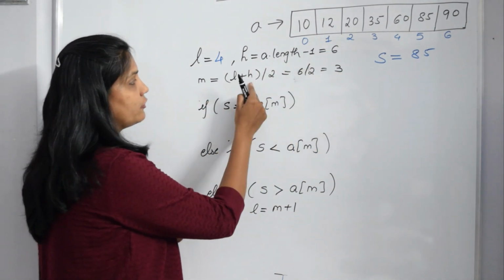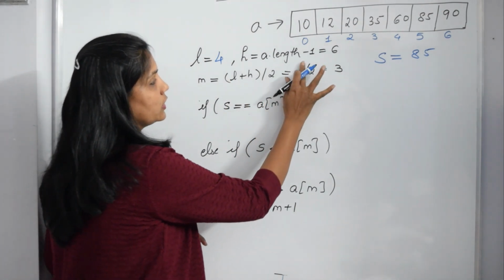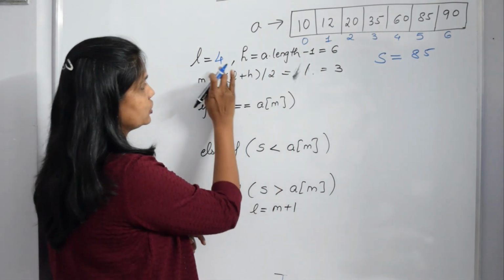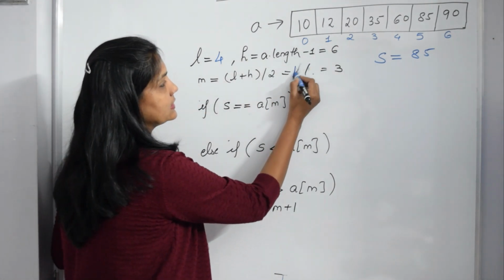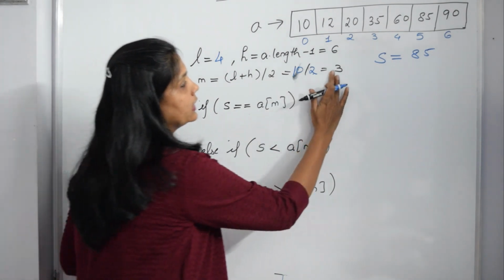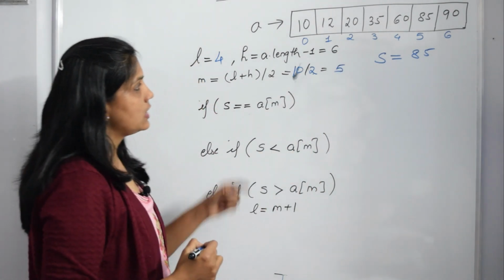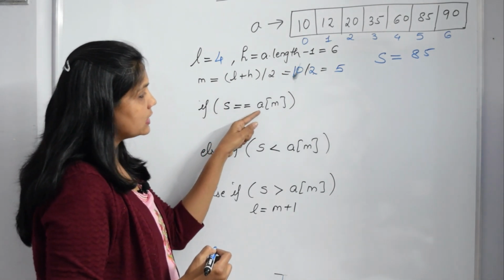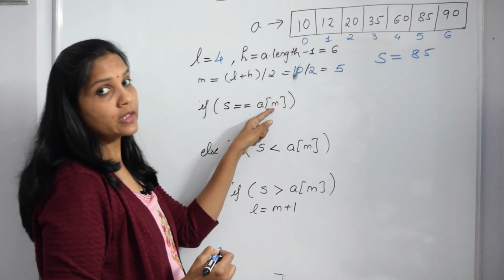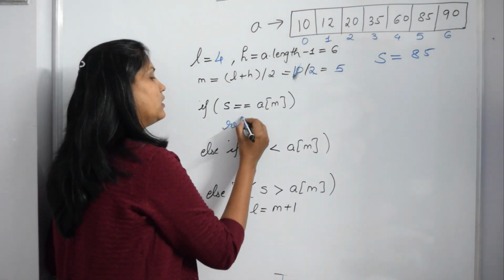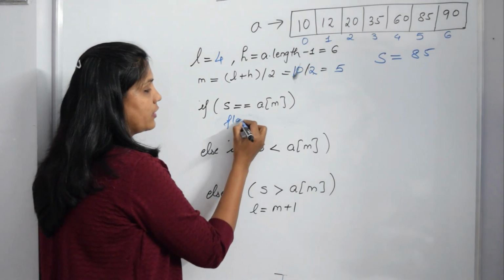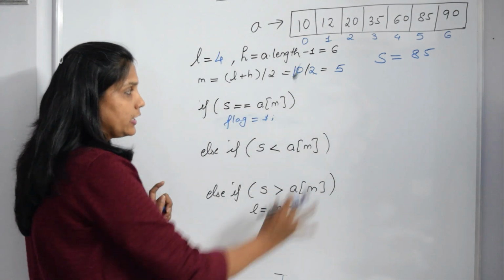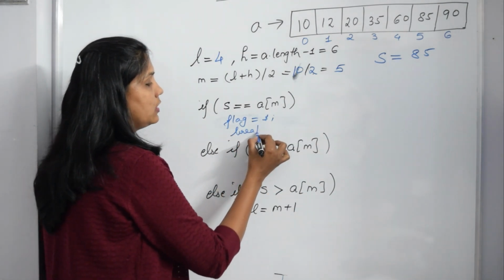We go ahead. Again we divide L plus H by 2. This time L plus H, that is 4 plus 6, that is 10, divided by 2 gives me 5. Again we'll check if the element to be searched, that is 85, is present at the index M. Yes. I can just have a flag, the way we had in linear search, initialized to 0, and this is going to continue in a loop, so definitely we'll have a break.